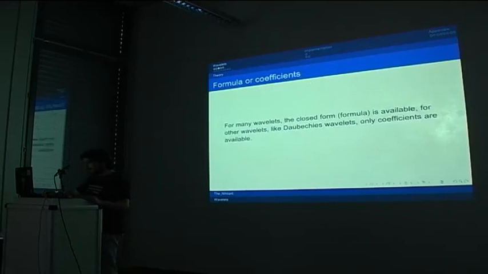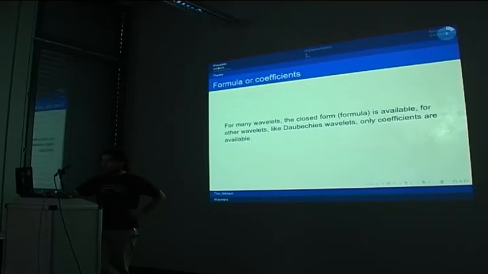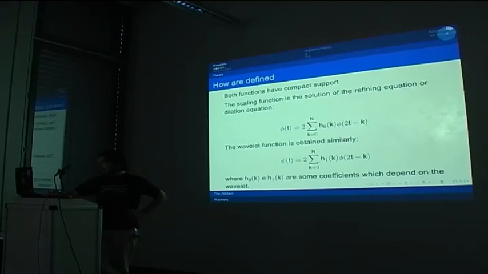For some wavelets we can know the closed form for calculating the actual shape of the function. And for other wavelets like these ones, for example, Daubechies, we only know the coefficients used for the filter. So basically, we only know this h0 and the various h0 and h1 coefficients.